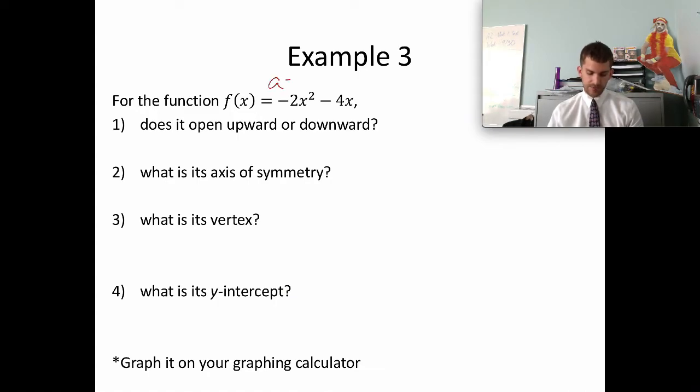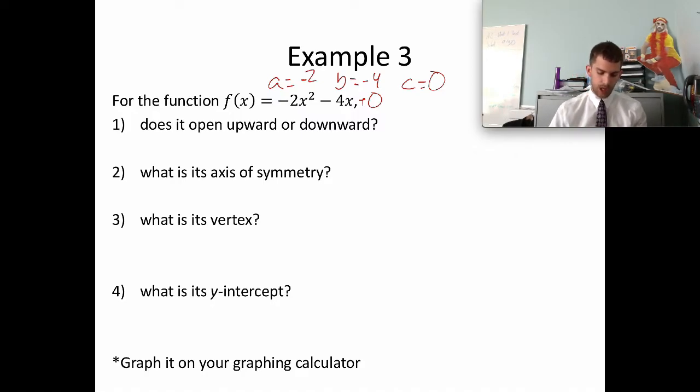Let's identify our a value is negative 2. Our b value is negative 4. Our c value is not listed. It's 0. If there's no c value listed, it's 0. So the c value is always the one that's not with a variable.